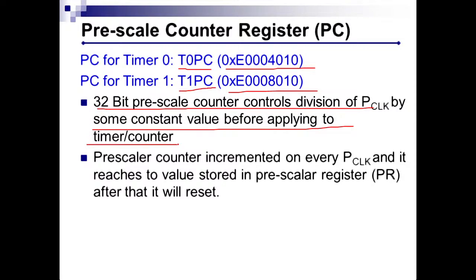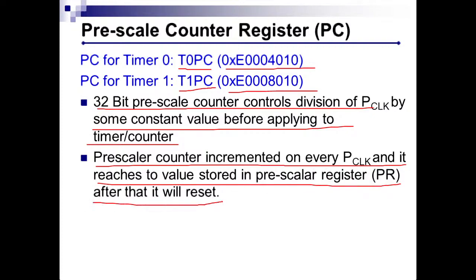The 32-bit prescaler counter control provides division of PCLK by some constant value before applying it to the timer counter. That means your timer counter register will be incremented depending on the value you set in the prescaler register. The prescaler counter is incremented on every peripheral clock pulse until it reaches the value stored in the prescaler register, and then it resets. Whenever it resets, it provides a tick to the timer register, and the timer register value is incremented.